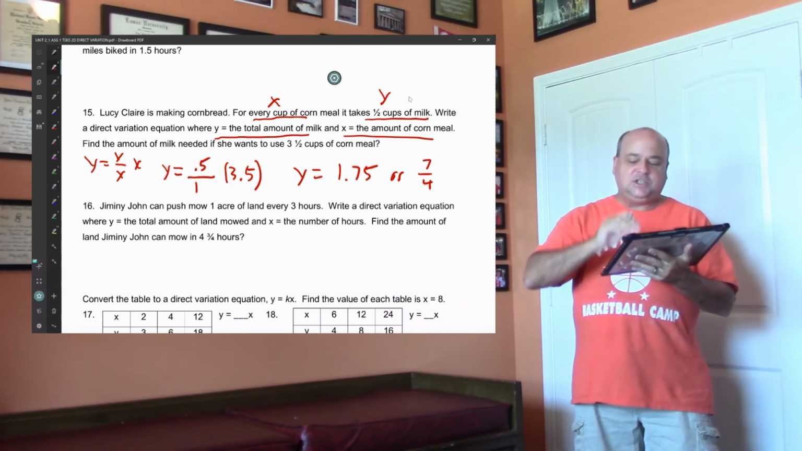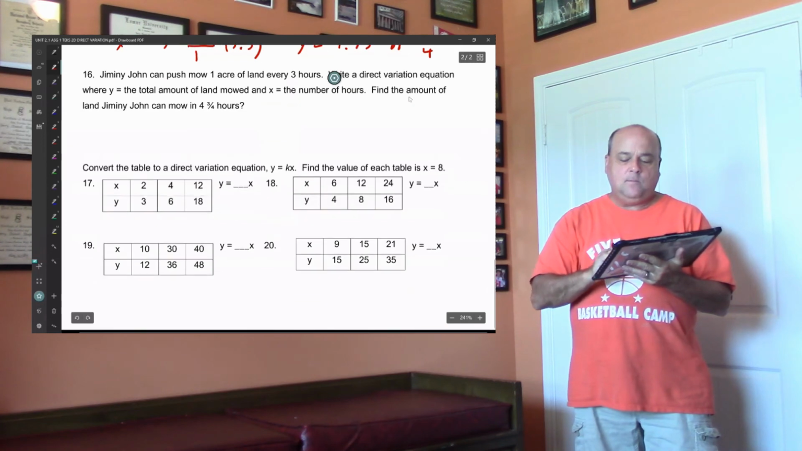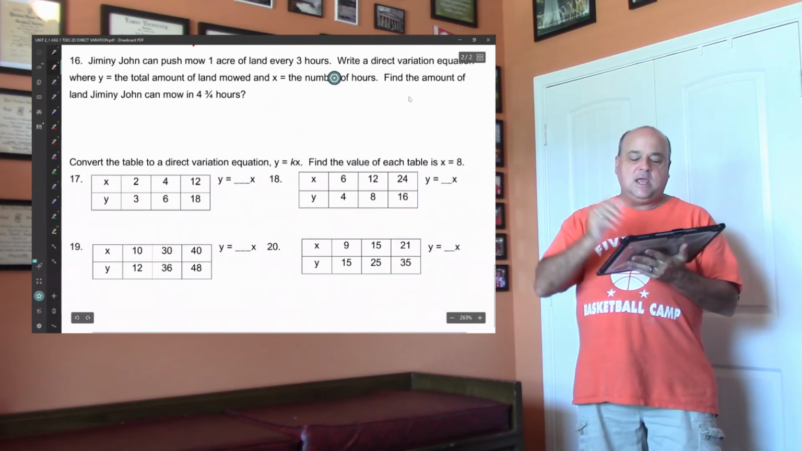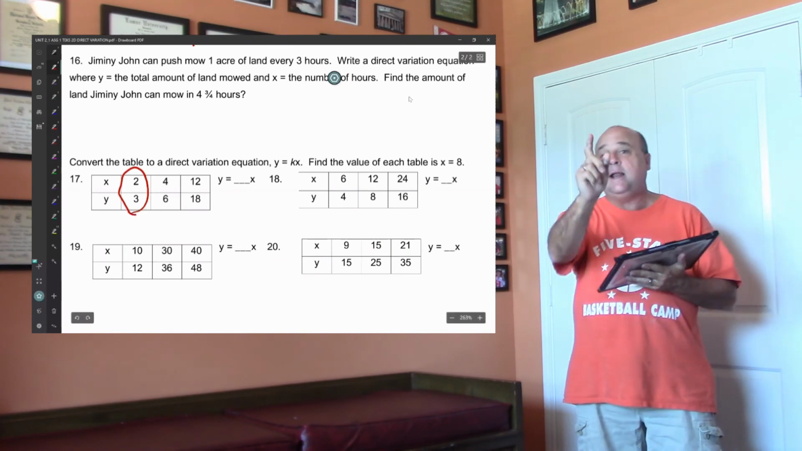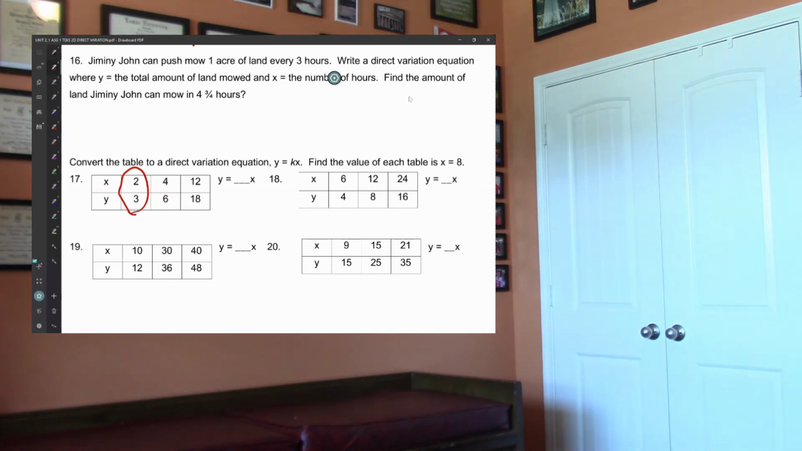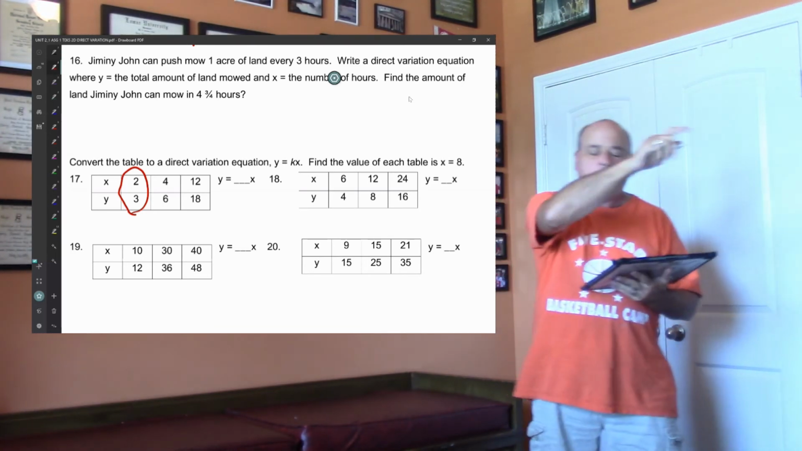And let's finish up. Let's go to number 17. Okay, the same thing here. So you're going to put, you can pick any one of them. So let's do this one, and I got to let my cat out. Hold on. Jiminy crickets. Okay, we're back.